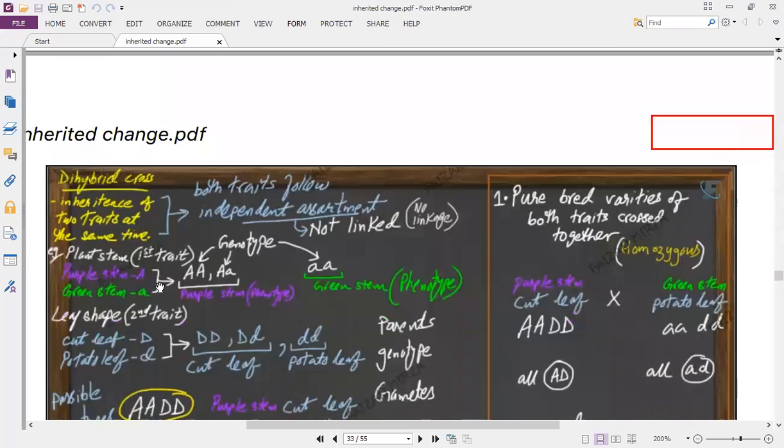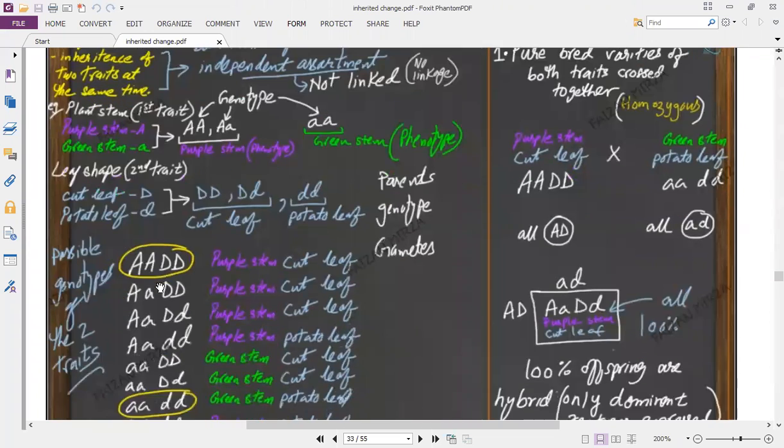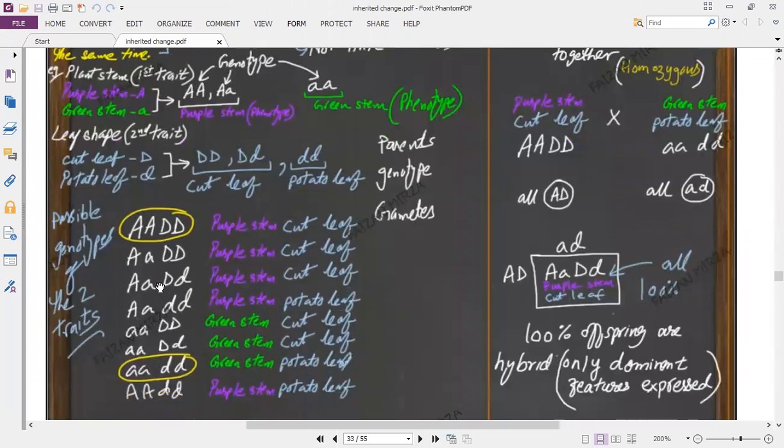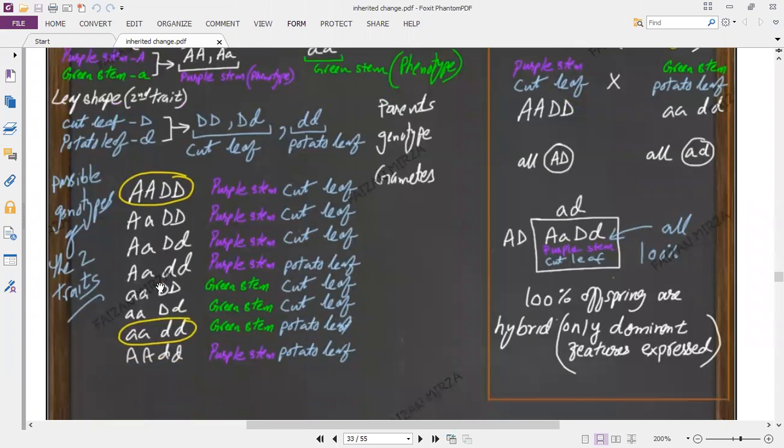What are we doing here? We are trying to see whether the two traits are following independent assortment or not. So the possible combinations are listed here. You can see four different types of phenotypes that can be found. The plant could be purple stem with cut leaf, purple stem with potato leaf, green stem with cut leaf, or green stem with potato leaf. So four different combinations can form, and these are the various genotypes that are listed.